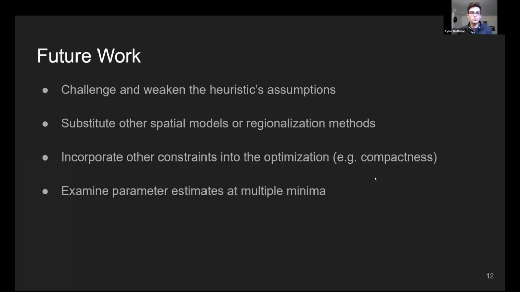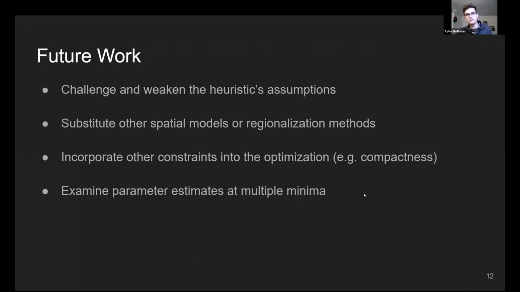So in the future, we'd like to challenge and weaken the assumptions of this heuristic, in particular the non-increasing one, the assumption on the model error, because we think that has an interesting connection to this multi-scale process idea, as well as examine parameter estimates at these multiple minima for the same reason.